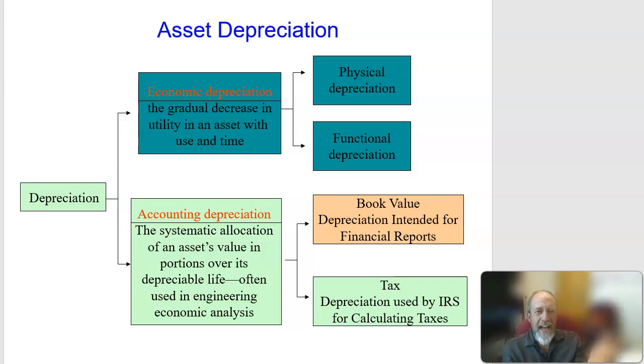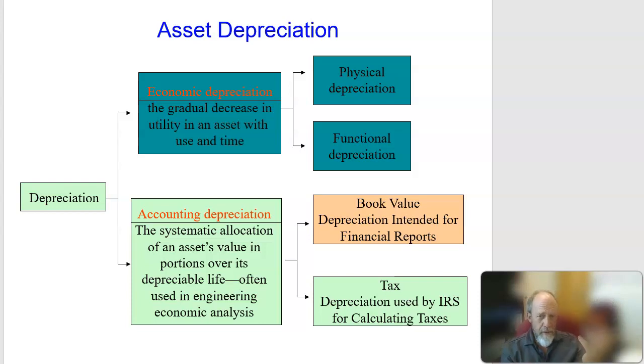It doesn't last forever. So it's losing value. So that's basically the whole concept there. It physically might not work as well anymore. Okay, it might not have the functionality that you need. And there's two types that you're talking about in accounting. When you look at accounting depreciation, there's the book value and the tax depreciation.